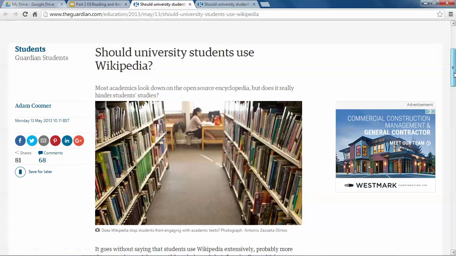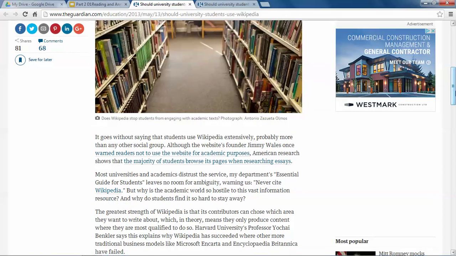Then if we come down and look at the first two paragraphs, let's go see what hints we can find here. Okay, definitely it's establishing that Wiki is extensively used by students more than any other social group. Even the website's owner and creator says it shouldn't be used for academic purposes, but the last sentence, students use it, and quite a bit when they're researching essays. So he's setting up the argument here.